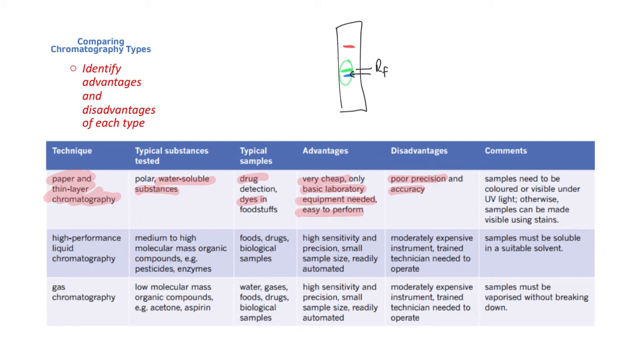Other things about paper and thin layer chromatography is that samples need to be colored or visible under UV light, otherwise you need to use some sort of staining, which is not ideal. But yeah, that's the idea. It's nice and simple, and it was our first type of chromatography developed, but not very good compared to the new types. All right, then we get to our high performance liquid chromatography, right?